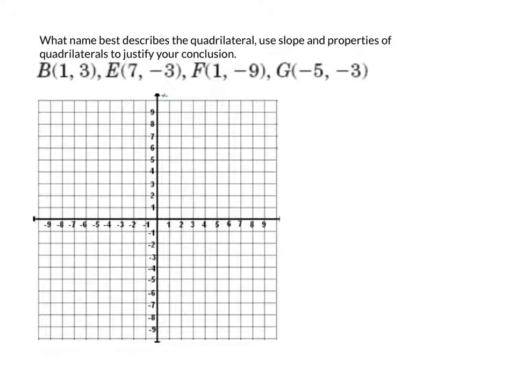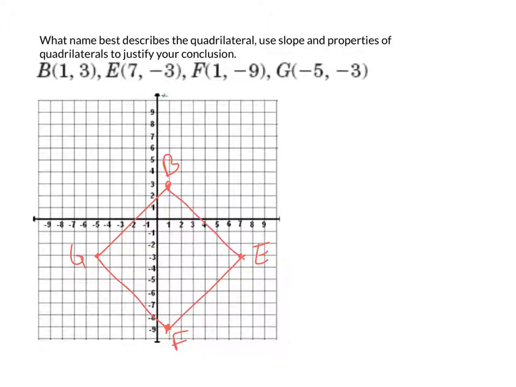So let's do that. We've got (1, 3), so that's 1 for my x value, 3 for my y. That's point B. E is (7, -3). F is (1, -9). And I've got G, which is (-5, -3). So we've got this wonderful looking quadrilateral here, and we're going to go ahead and show what type it is.